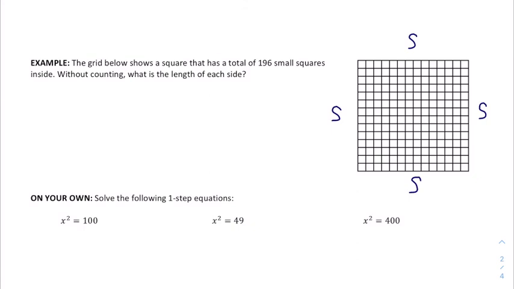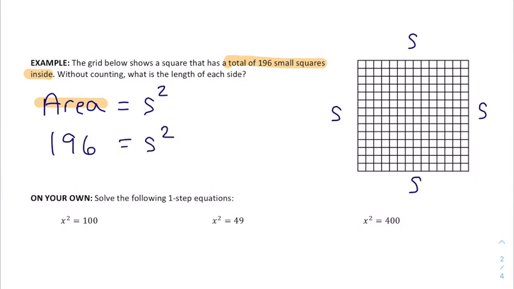In this case, we're given some information about the square. It has a total of 196 small squares inside. Well, that's area. And we know the area of a square is just the side squared. Okay, so if 196 is area, that means we can replace the area with 196, and it equals s squared.